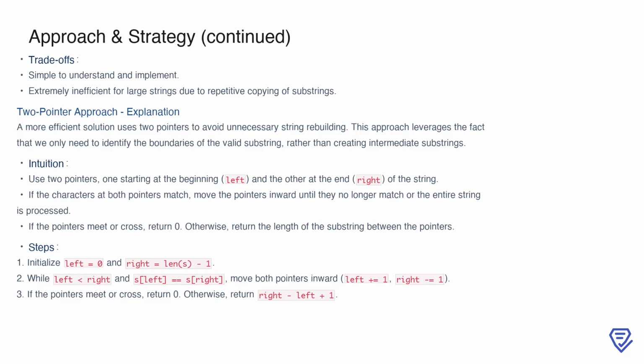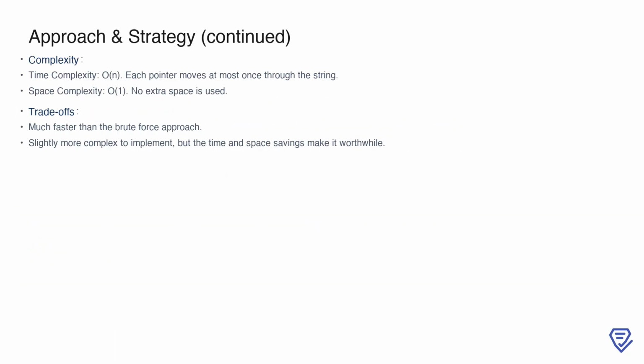Otherwise, the length of the substring between the pointers is the result. This avoids the overhead of creating intermediate strings and focuses only on the essential comparisons. The two-pointer approach offers significant improvements in both time and space complexity.